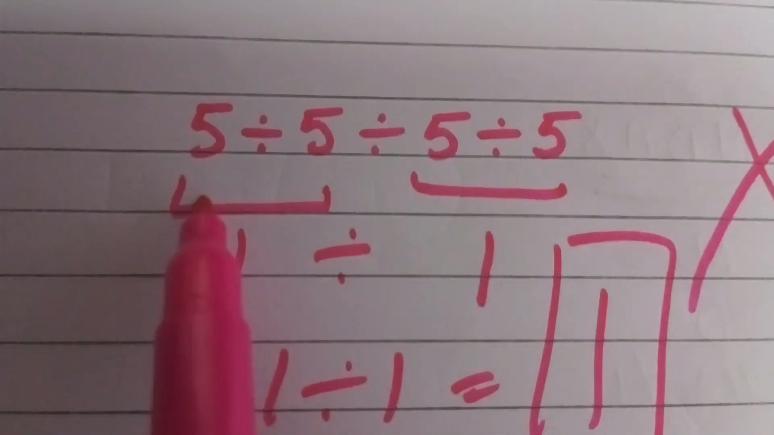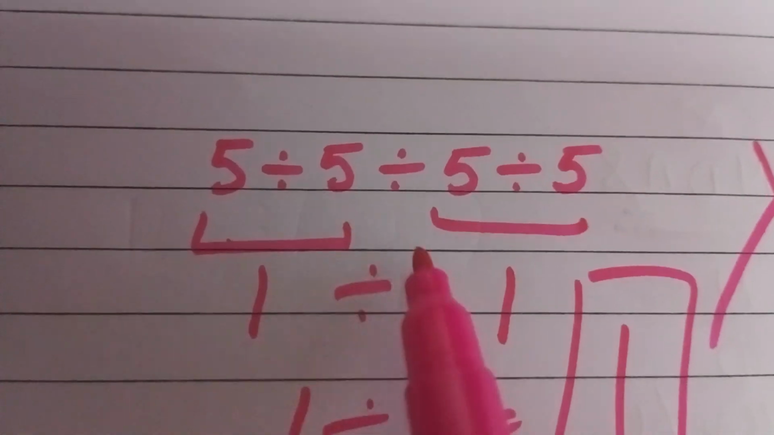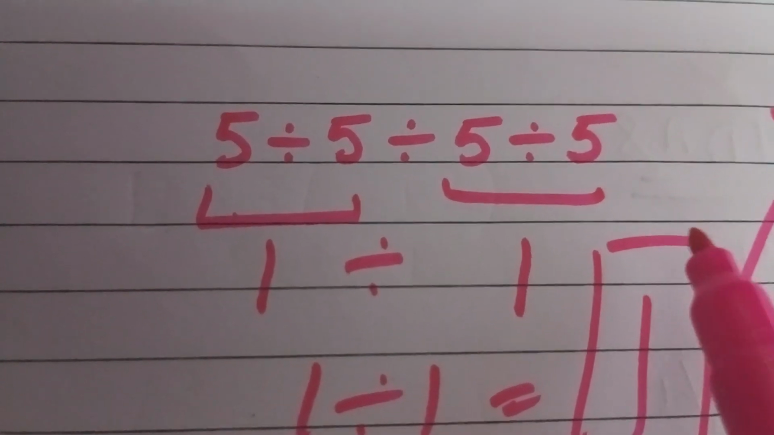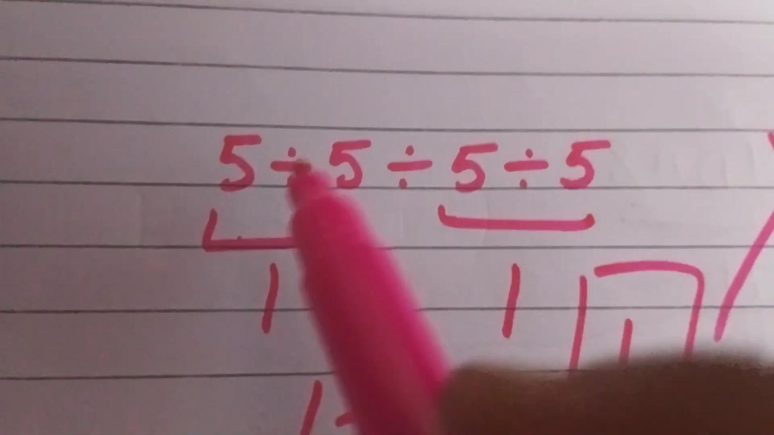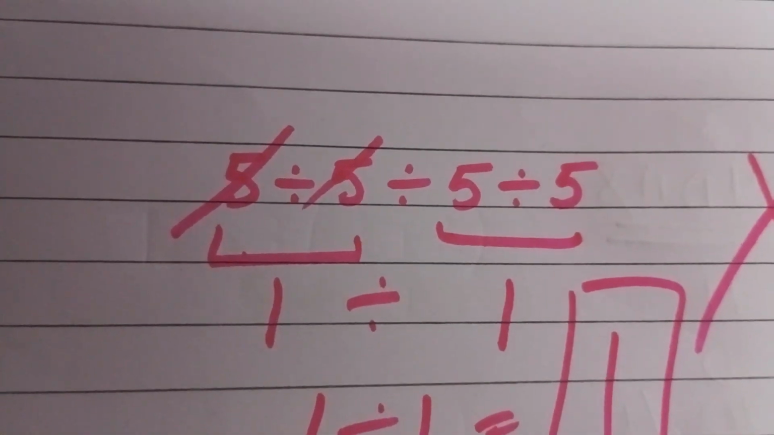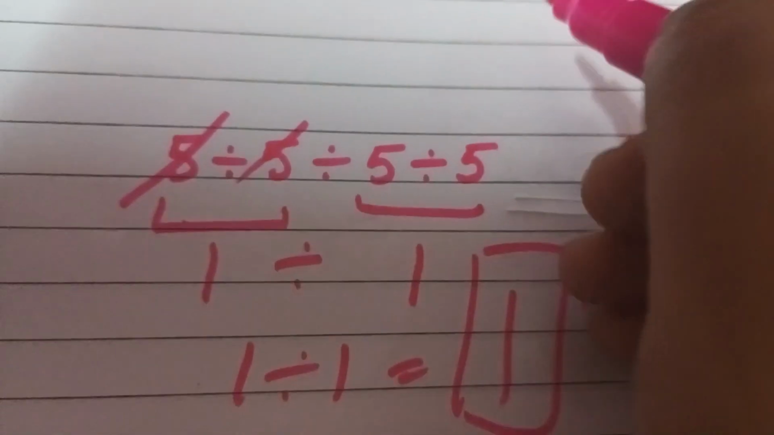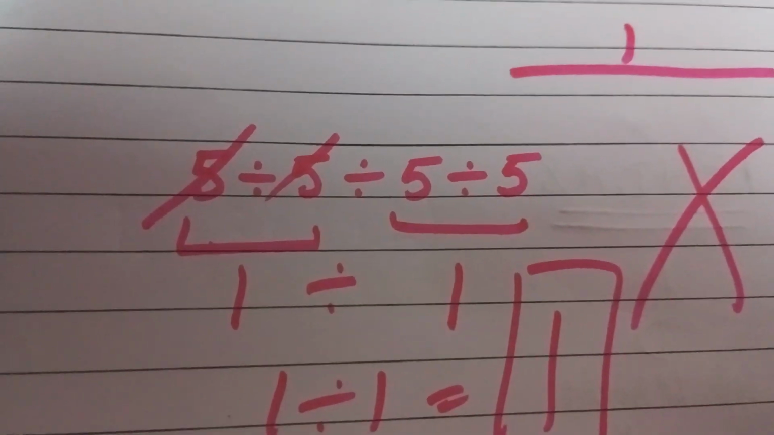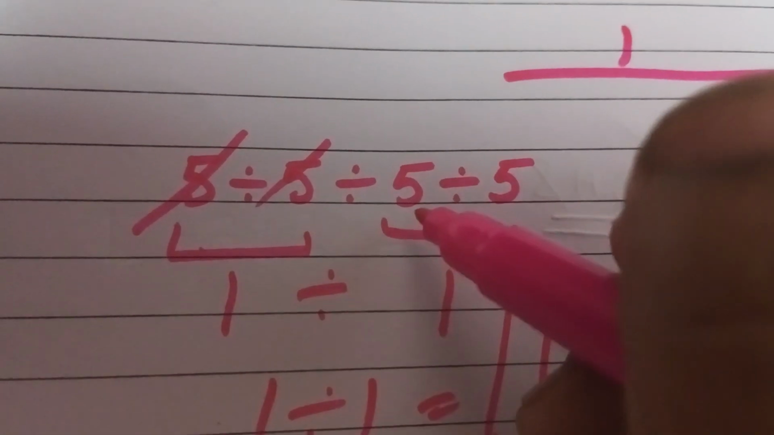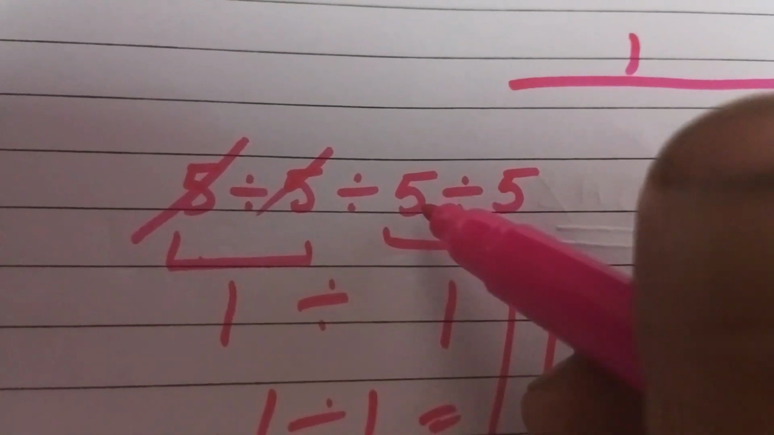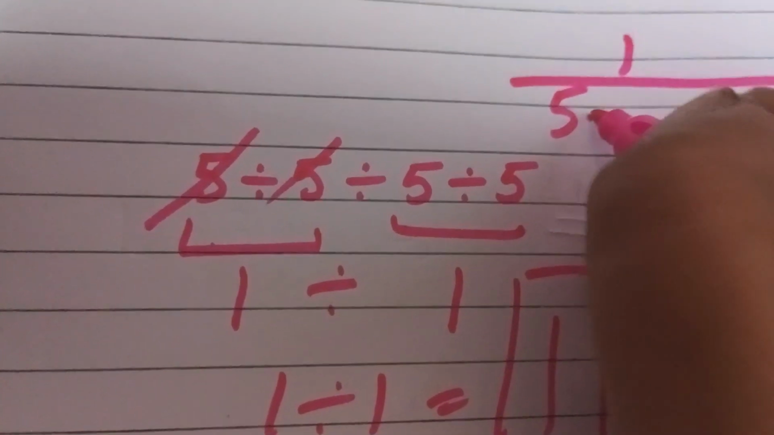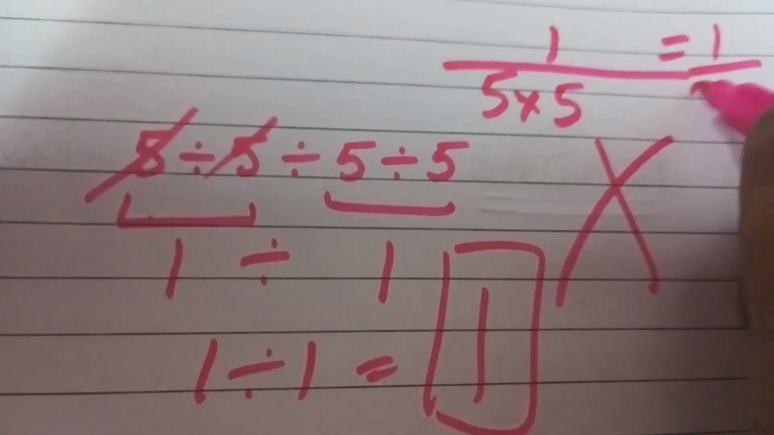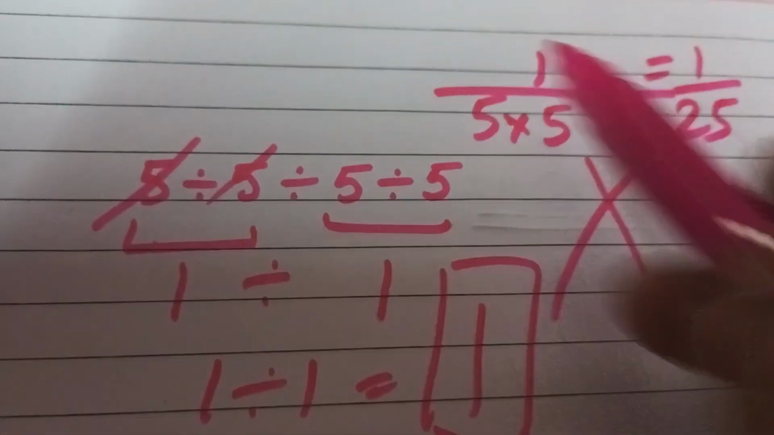Now if you have these types of questions, repeating the same number multiple times and having division between them, what we have to do is just cancel out the first two numbers. Like here we cut out the first two 5s. Now write down 1 and take the denominator and write down the numbers which are left with a multiplication sign. Like there are two 5s, we will write 5 into 5. So our answer will be 1 by 25. This is the short trick.